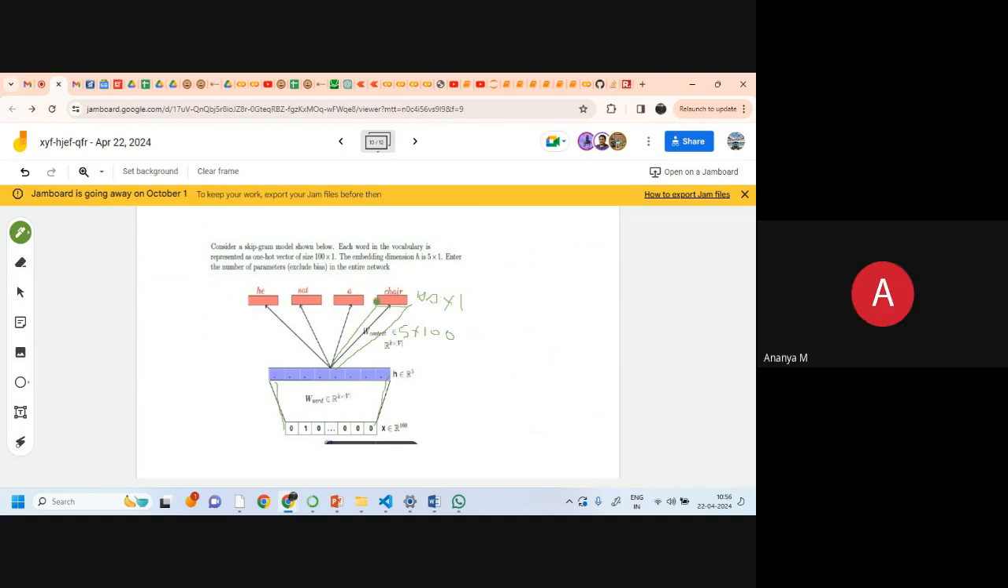So this becomes 5 into 100. There are 4 words, so that is a multiplier of 4. Each one is a 5 into 1. Makes sense. So this becomes 2000 plus 500, so it's 2500. There is no bias.